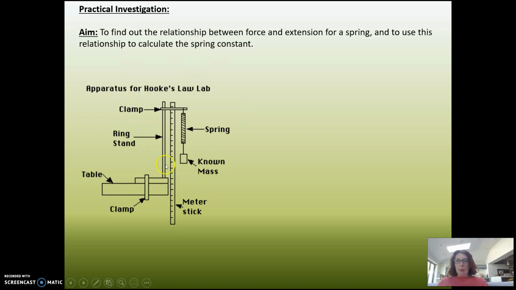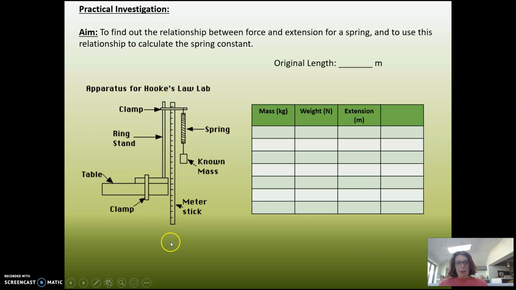You have a table clamp, okay, and on it you hook a spring and you add a mass. And here you've got a ruler. So what you do at the start is you measure the original length of the spring when it's got no masses on it. You then add masses to the bottom, increasing in mass. So a good suggestion there would be adding 100 grams at a time. You would then calculate the weight of that. So 100 grams is 1 newton, 200 grams would be 2 newtons and so on.